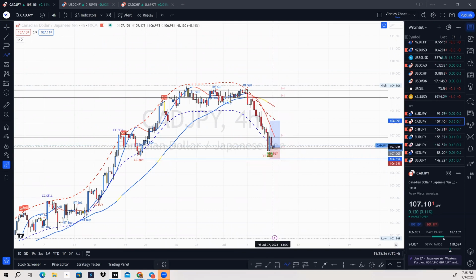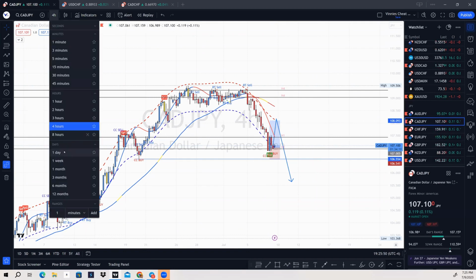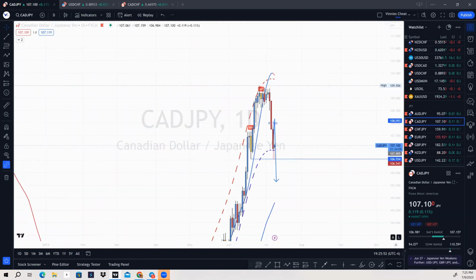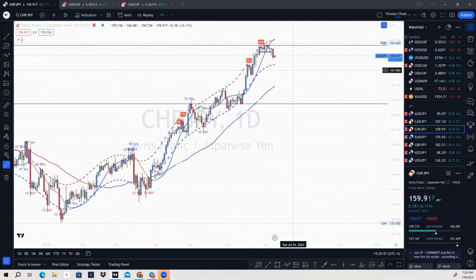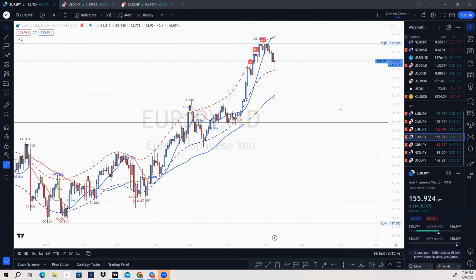So looking for price to pull up to at least here, and then continue lower on CAD JPY. Okay, same exact pair goes on with all the JPY pairs. It should be selling. So let's go to the daily time frame again. Take a look at CHF JPY. Yep, it's selling off, right? Pull back to go lower. Euro JPY, yes, pull back to go lower on Euro JPY.